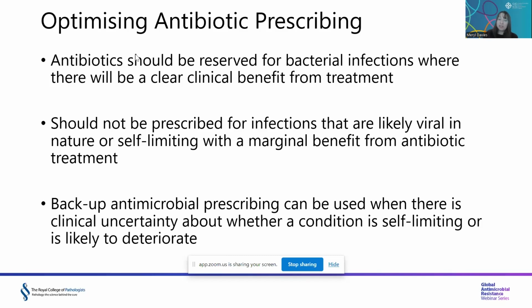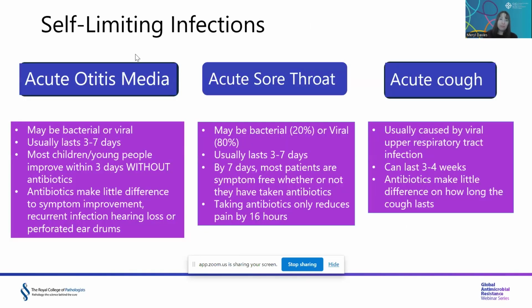And one of the strategies that helps us from the perspective of promoting antimicrobial stewardship in primary care and the management of self-limiting conditions is the use of backup antimicrobial prescribing. So examples of self-limiting infections are things like acute otitis media and acute sore throat and acute cough.